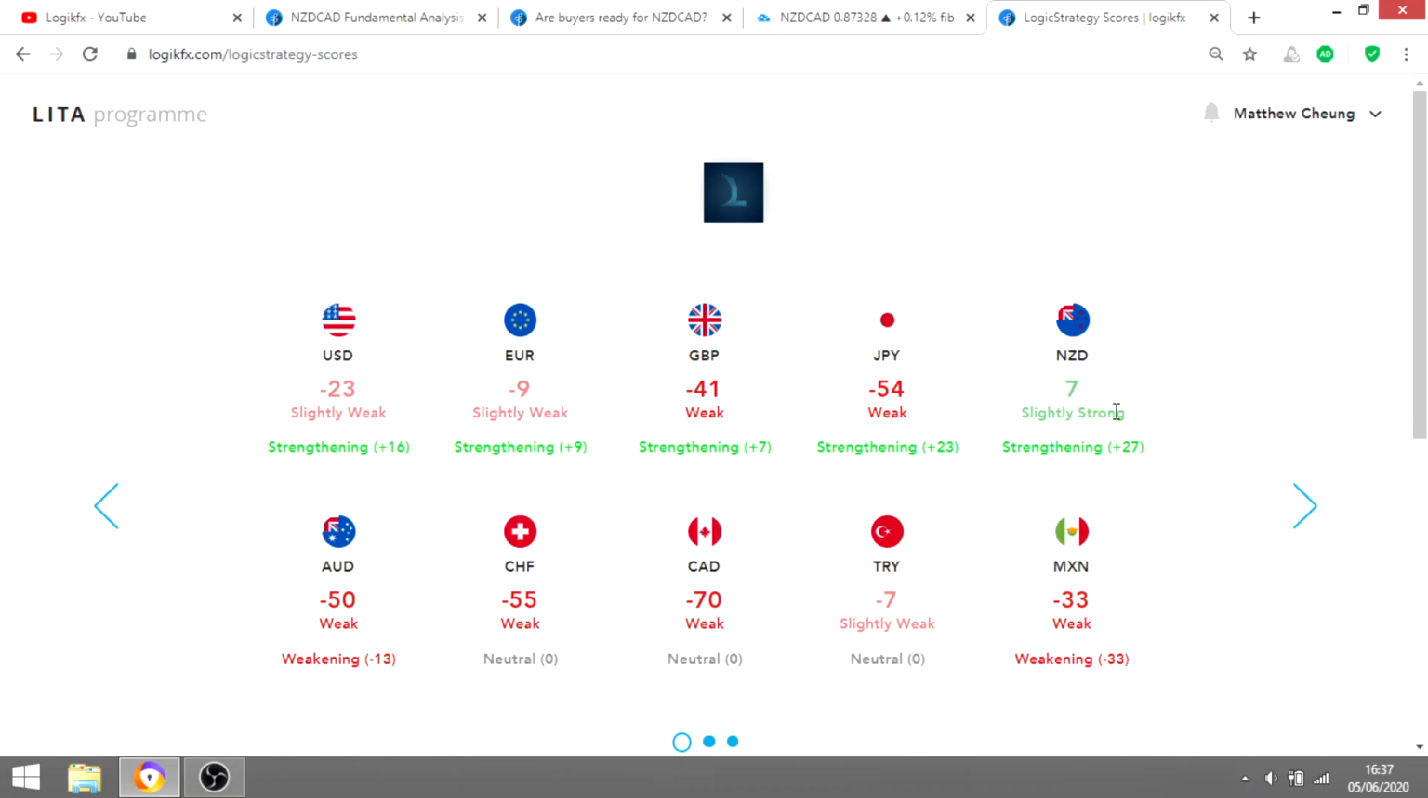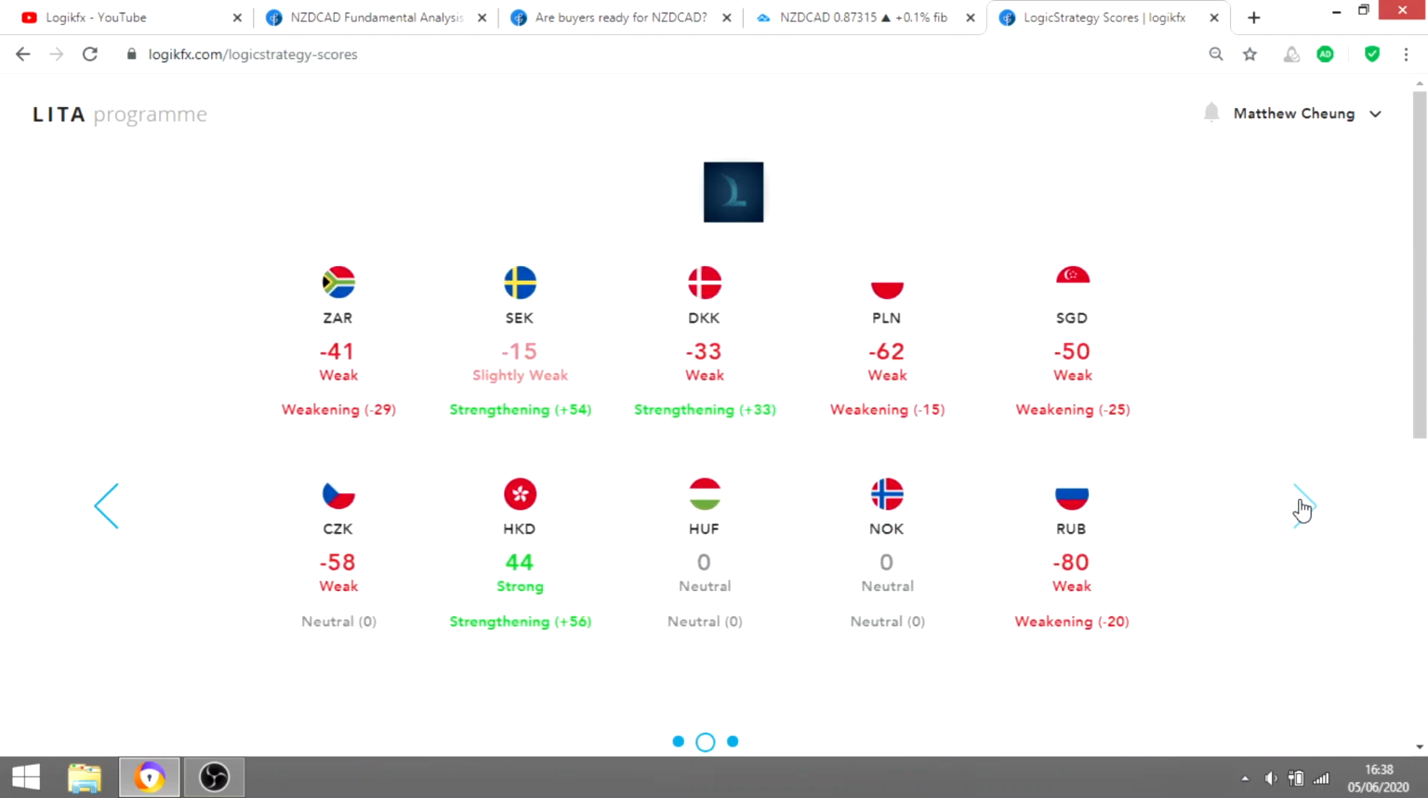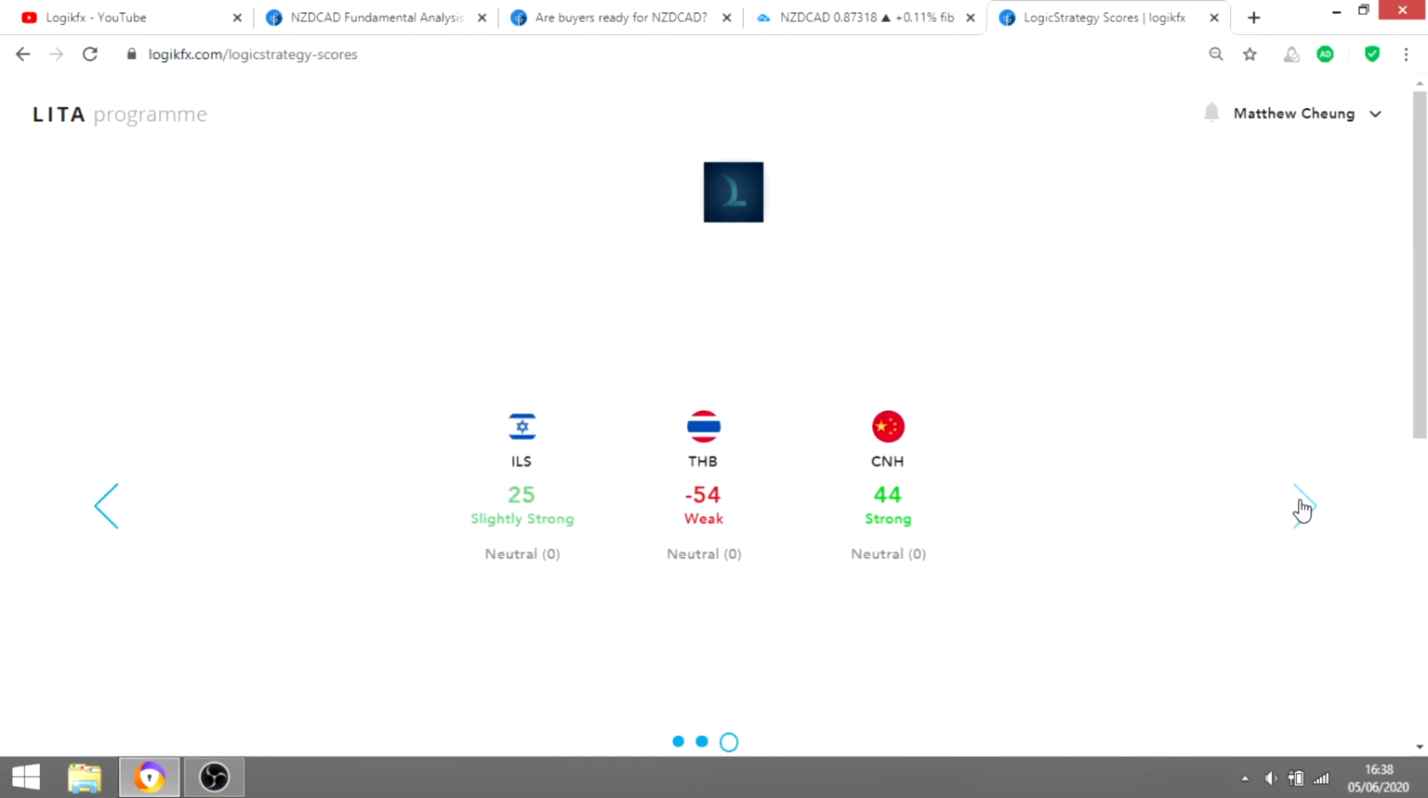So that means potentially in the future we want to be long New Zealand dollar now, and pairing this strength with a weaker currency, something like the US dollar, the euro, the GBP, the Swiss franc, the CAD, something like that. And this is what we're using. This is our first step in the fundamental analysis, identifying which currencies are fundamentally strong or weak.